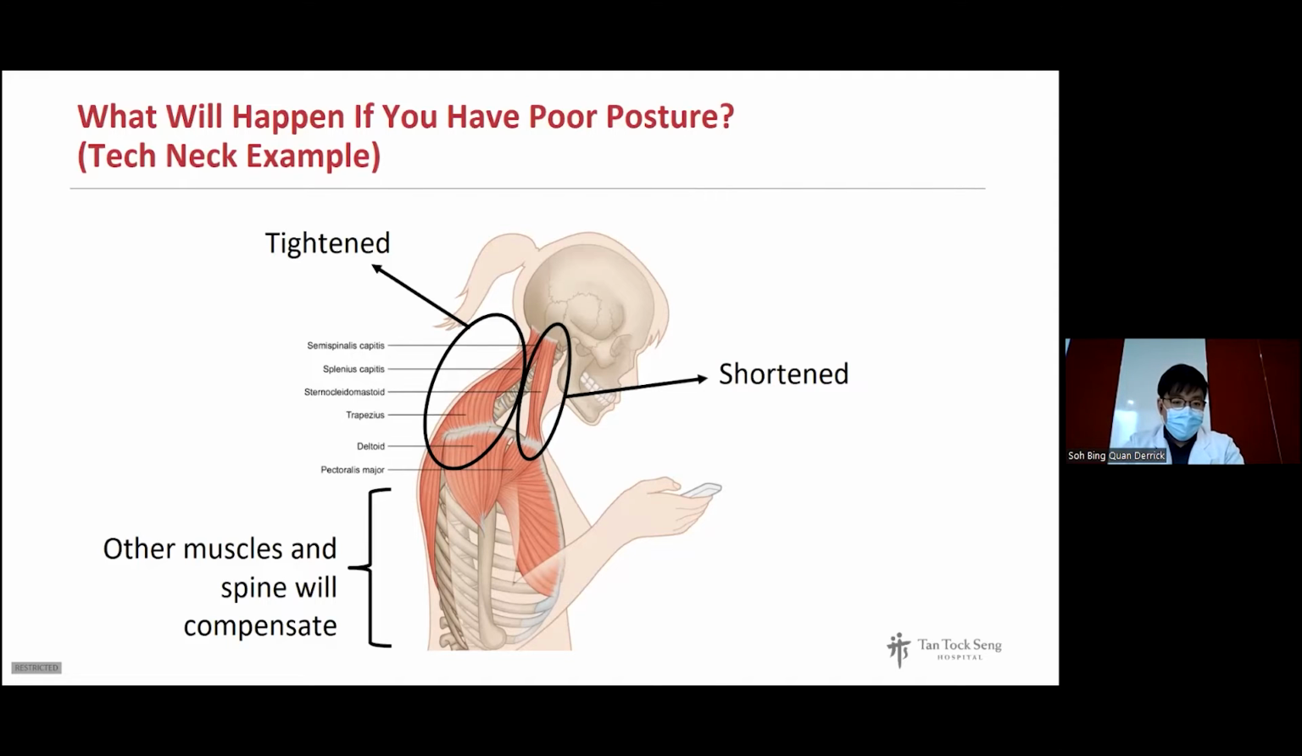Then the other muscles and spine will compensate. What do you mean by compensate? Because when one muscle gets too tight, the other muscles will compensate for its activities. So for example, the first one, you can see the SCM shorten, right? So next time if you want to lift up your head, you will utilize other muscles. So the other muscles will follow through, also get tightened, because in the first place they don't have the capacity to support the head. So the other muscles and spine will compensate, and that's where you get all the pain everywhere.